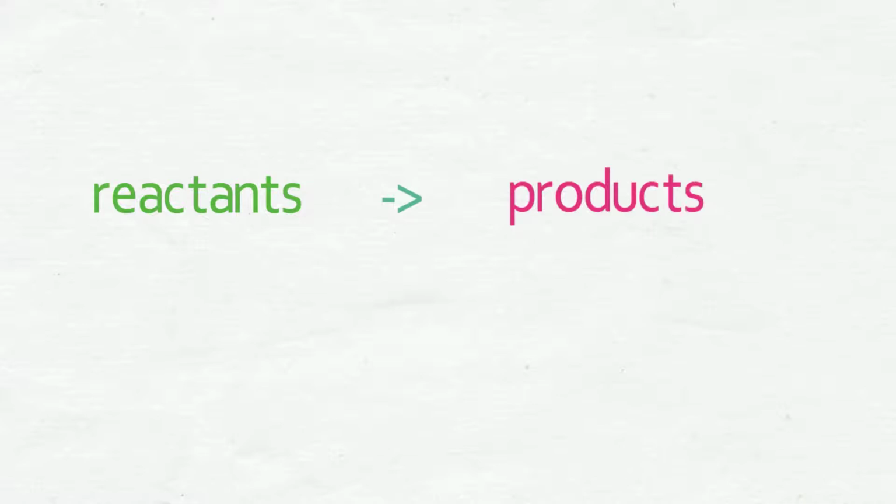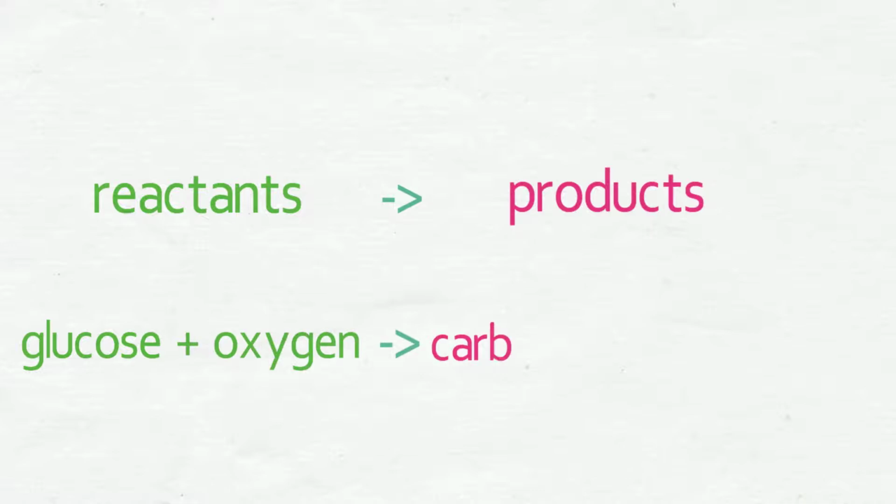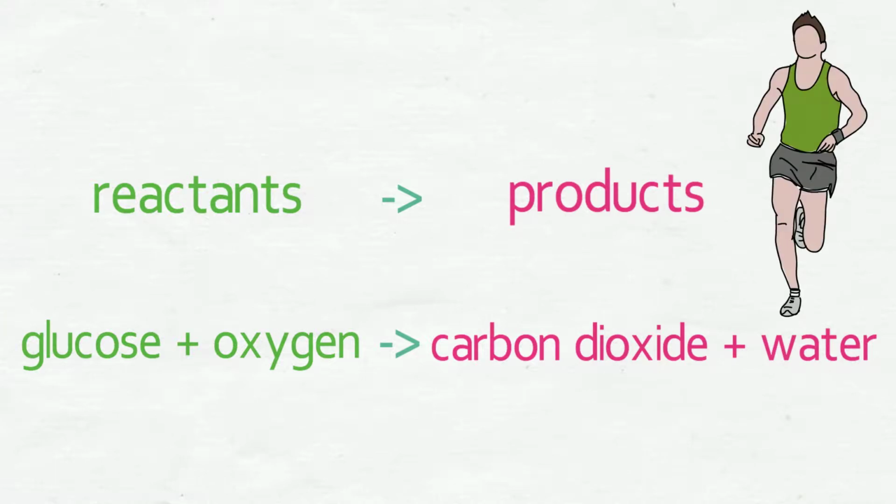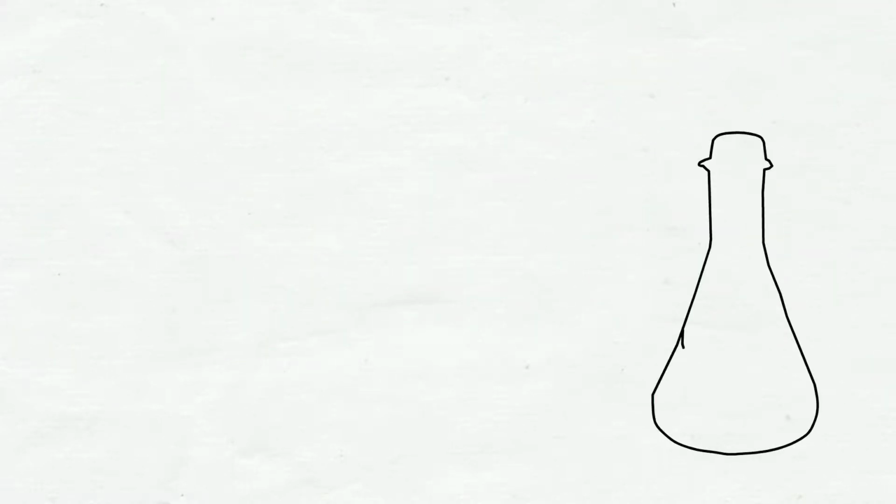The substances that are reacting together in a reaction are known as the reactants. The substances that are produced are known as the products. For example, if we looked at the respiration reaction, we will see that glucose is reacting with oxygen to produce carbon dioxide and water. Glucose and oxygen in this reaction are known as the reactants because they're the substances that are reacting together, and the products, which are going to be the substances that are produced, are carbon dioxide and water.